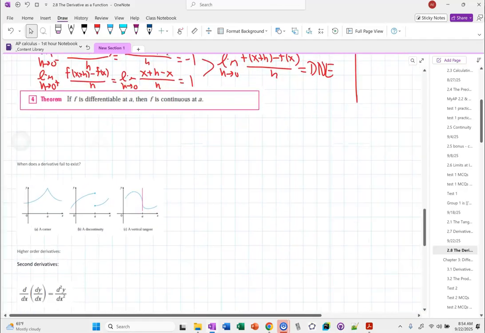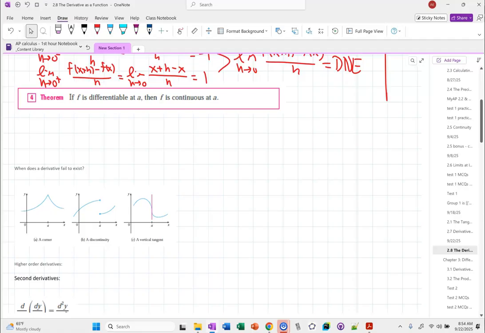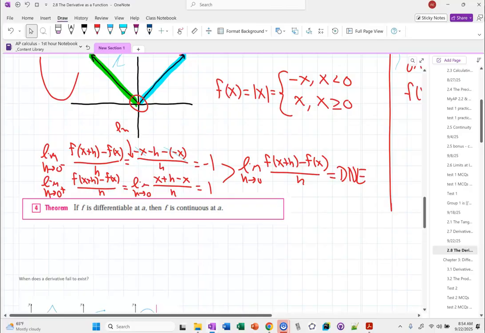Tremendously important theorem. If f is differentiable at a, then it is continuous at a. Differentiability implies continuity. Is the reverse true? No. What's your counterexample? This, right? Continuous everywhere, but not differentiable at 0. Continuity doesn't give you differentiability, but the reverse is true. Differentiability guarantees continuity.